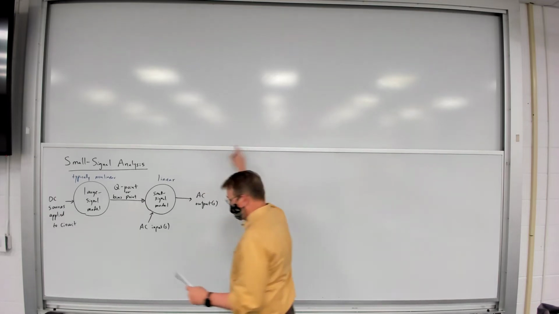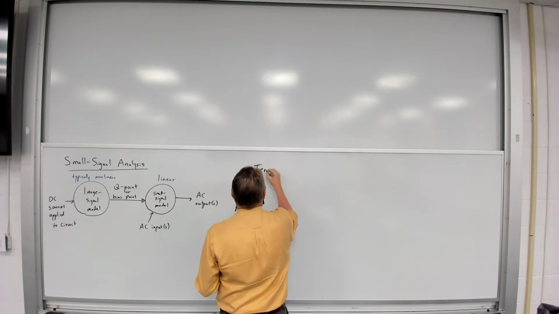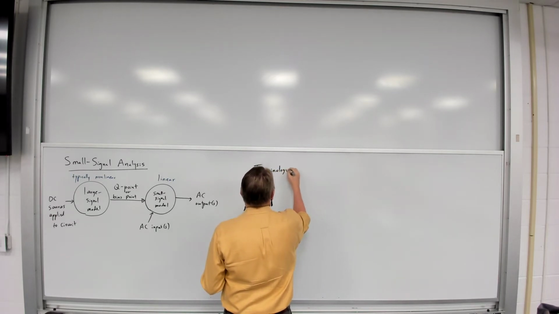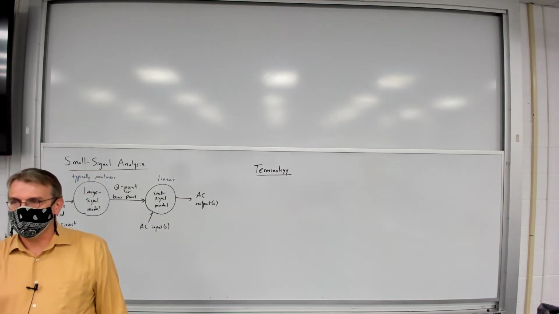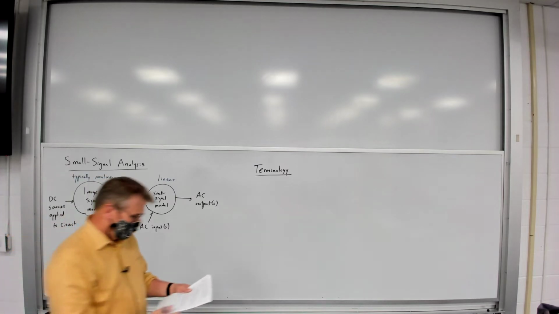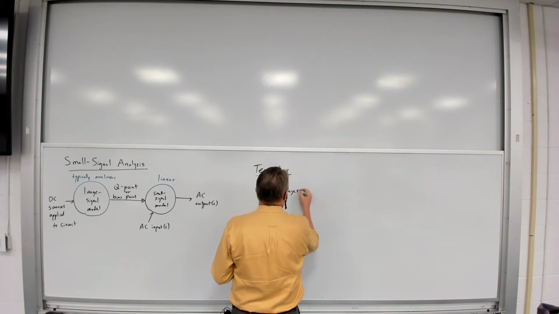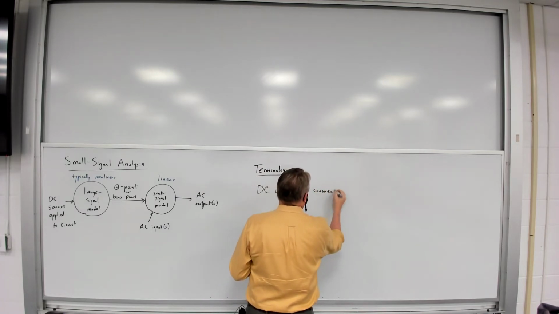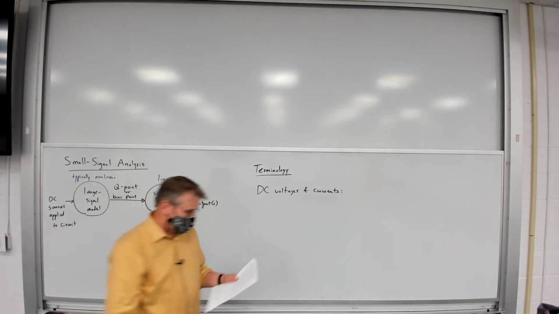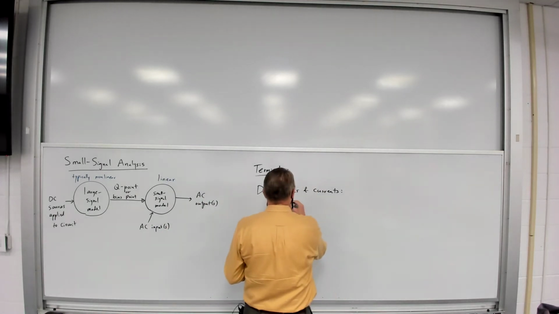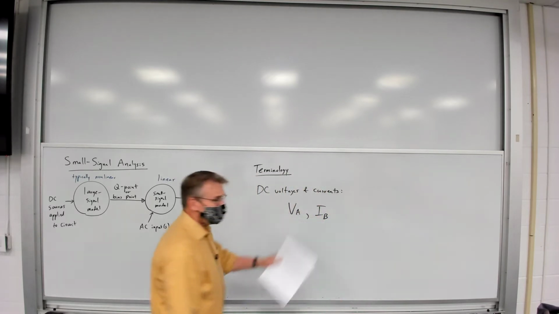Actually, first, before I begin, I want to clarify something. As we now move into the discussion of small signal models, we want to get our terminology straight, and I'm going to be sticking with this terminology from now on. When you're talking about DC voltages and currents, for example, when you're calculating bias, those are always going to be uppercase variables and uppercase subscripts.